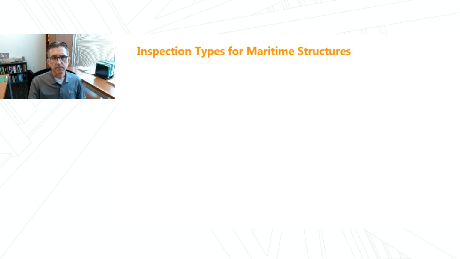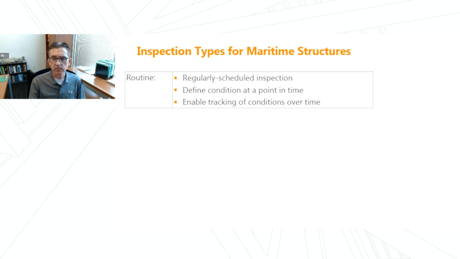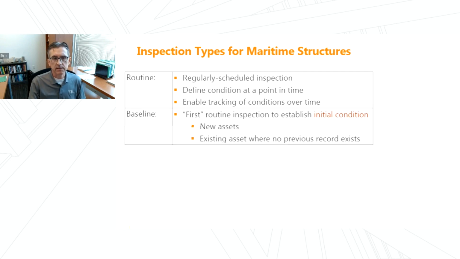There are a number of different inspection types or terms that we use to describe those inspection types for maritime structures. Already using the term routine, certainly this is the most common form of inspection. It's typically regularly scheduled, and it's used to define the condition of an asset at a point in time. And if those inspections are done regularly over time, it enables us to track the conditions of the asset as it ages. A baseline inspection is another common term. It's essentially the first routine inspection that's done to establish initial condition, either for a new asset or for an existing asset where there isn't a good previous inspection record.